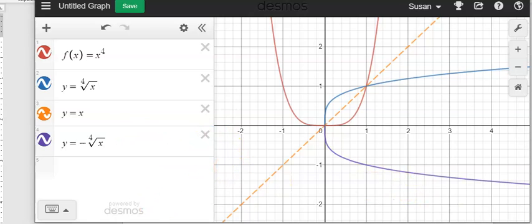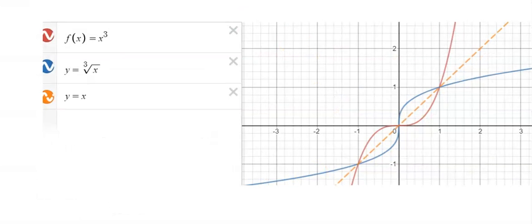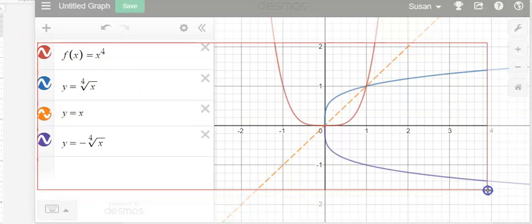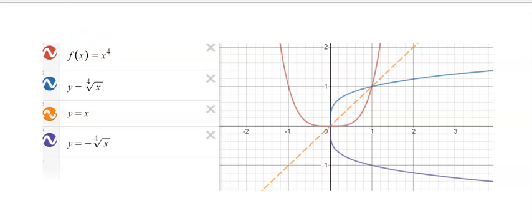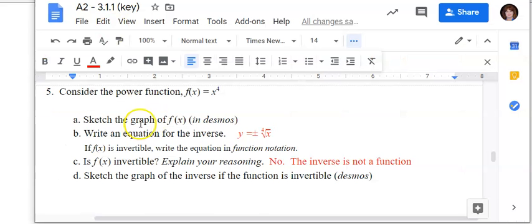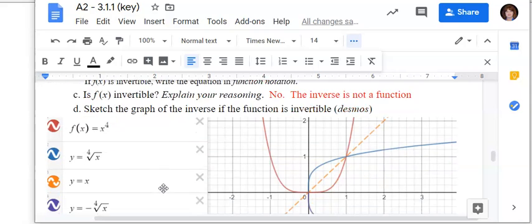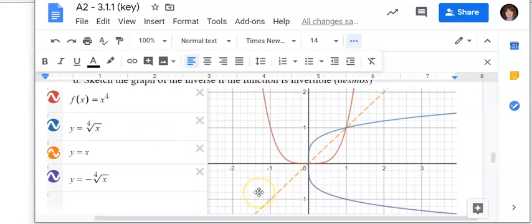I'm just going to copy this using my snipping tool. You can always use the share button to copy the graph. The equations, really, you don't need them because you've already written all of them. All right, so I'm going to paste this. It says if it's invertible, sketch it, but I already did it. If I had just sketched this, that wouldn't have technically been the full inverse. It would have just been part of the inverse.